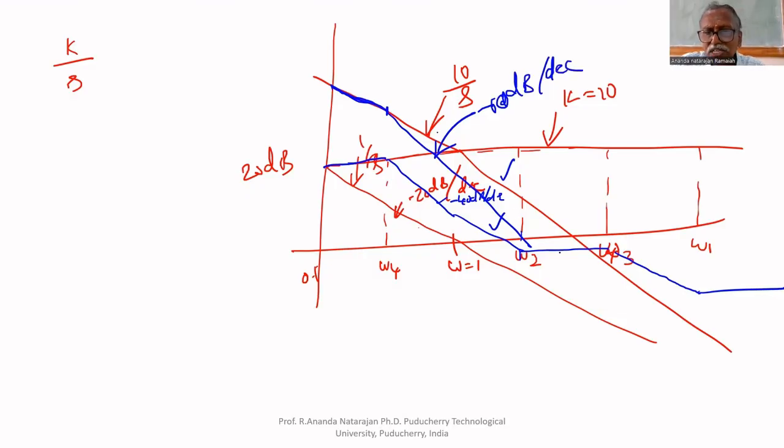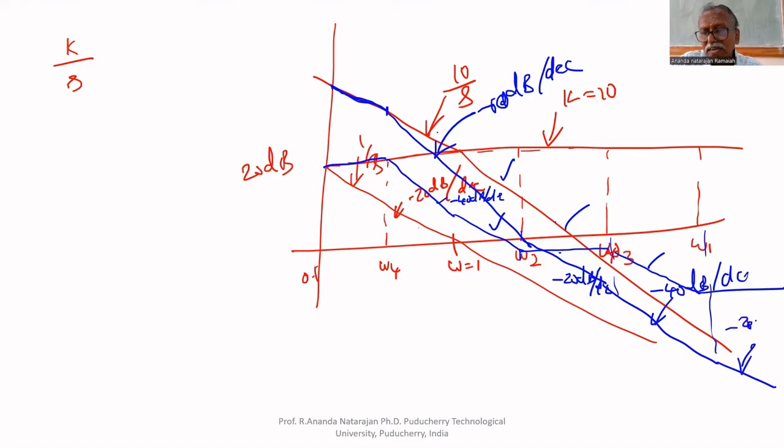After this, what will happen? This is 0, but this is 20 dB. That's why from omega 2 we have to draw only minus 20 dB per decade up to omega 3. At omega 3, this is 20 and this is also 20. Therefore, we have to draw at minus 40 dB per decade up to omega 1. After omega 1, only minus 20 dB per decade. So if you know k by s separately and all other factors separately, we can just add like this.